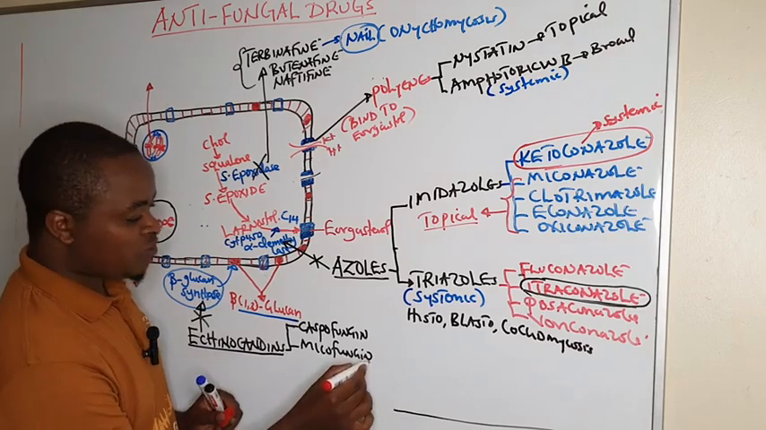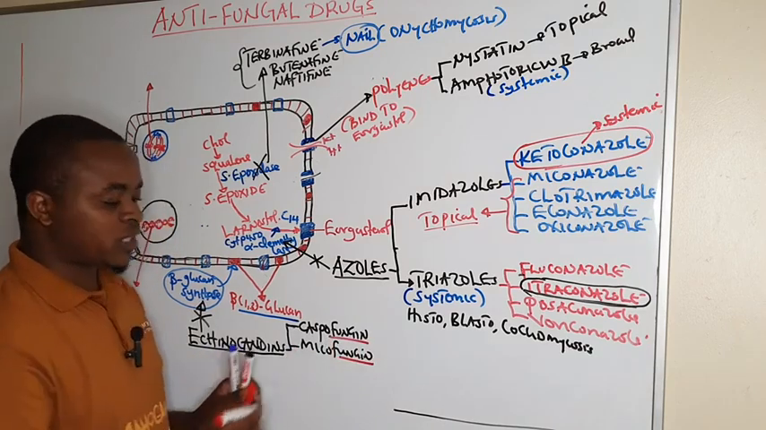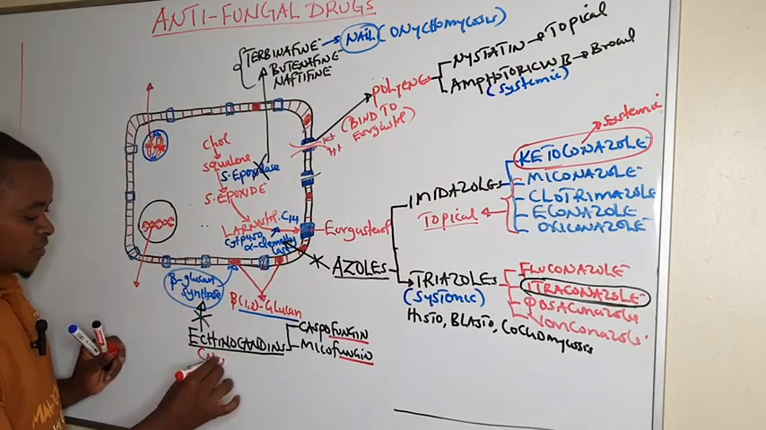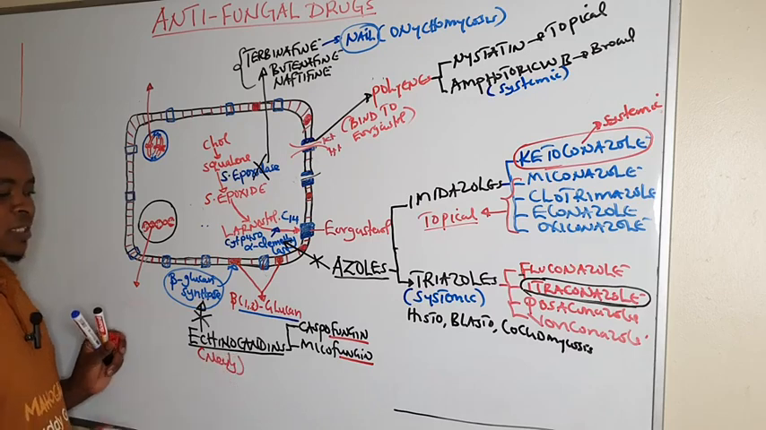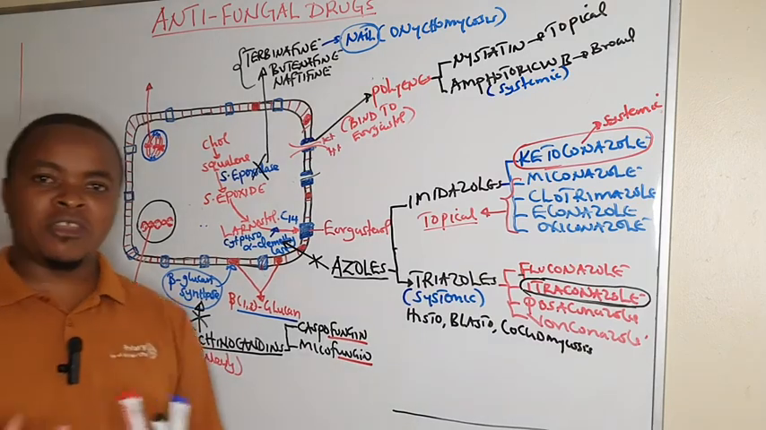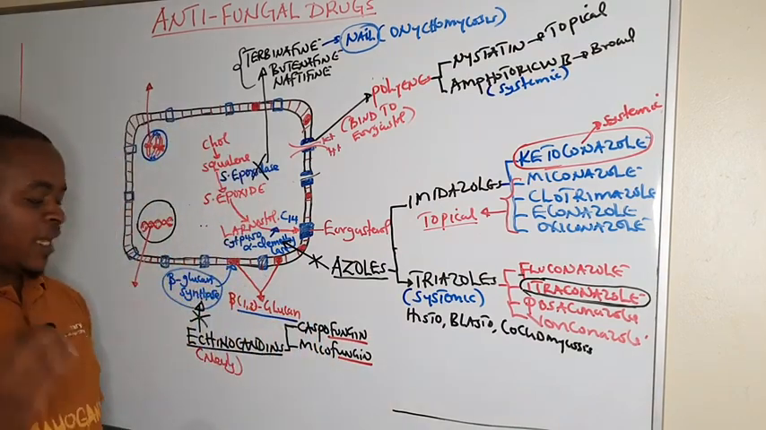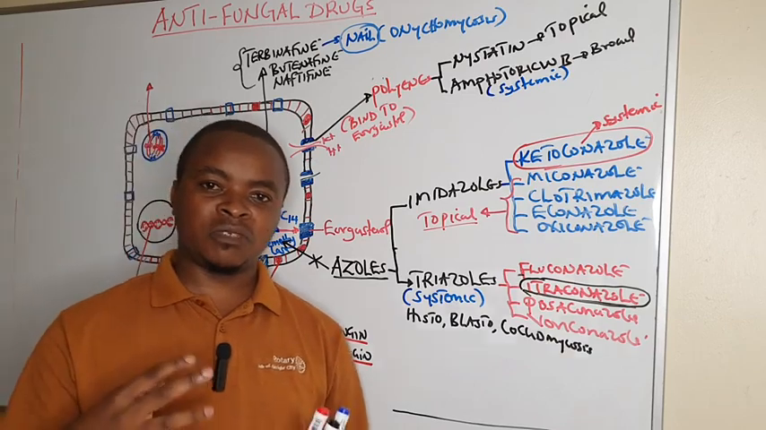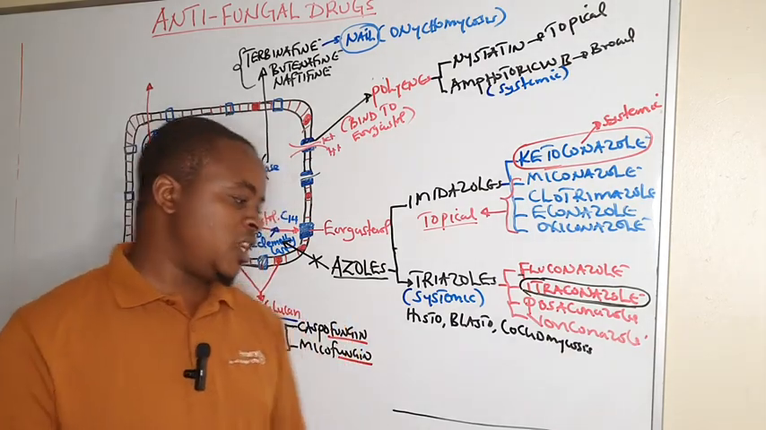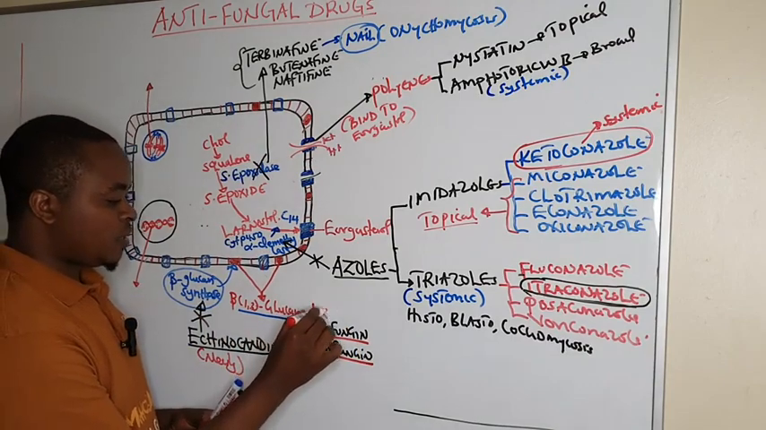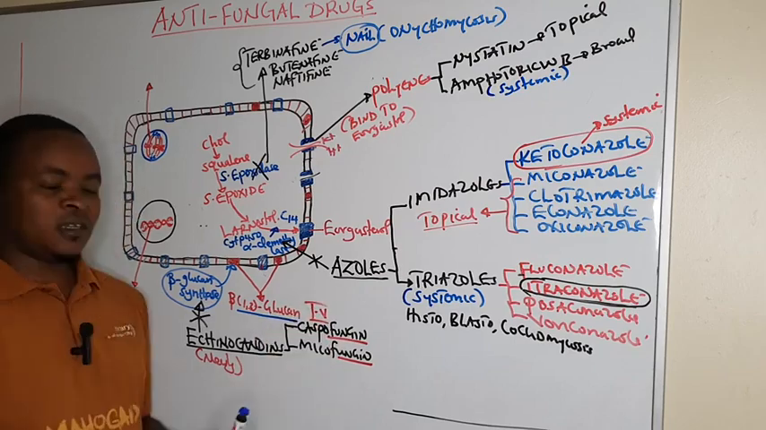So whenever you find a drug ending with the word fungin, you know that those are the echinocandins. These are the newly discovered drugs which can be used in the treatment of fungal infections, especially candidiasis, which is resistant to other drugs, whereby we can use these echinocandins in IV form. They are given intravenously.